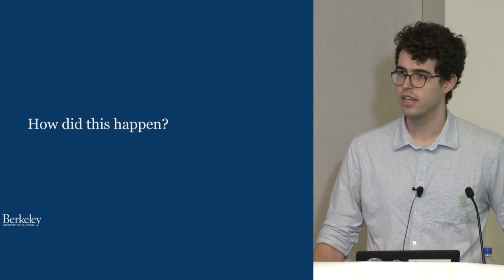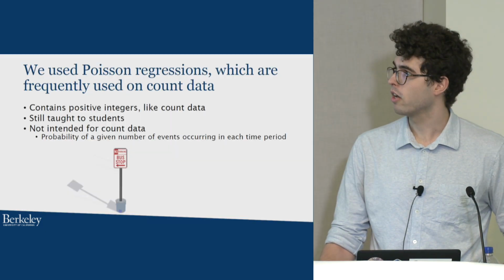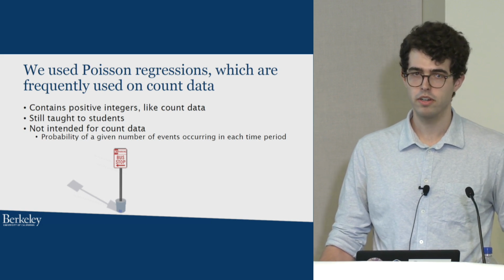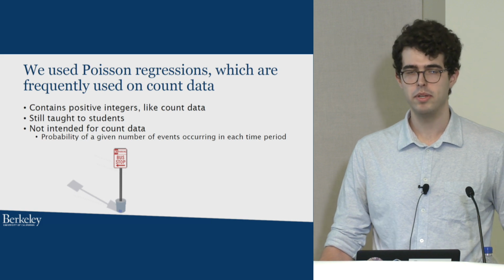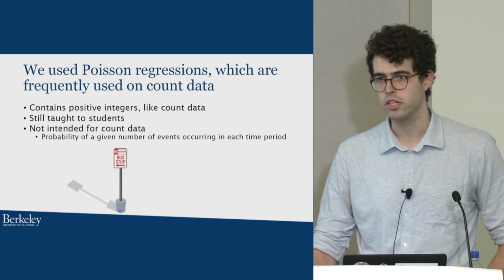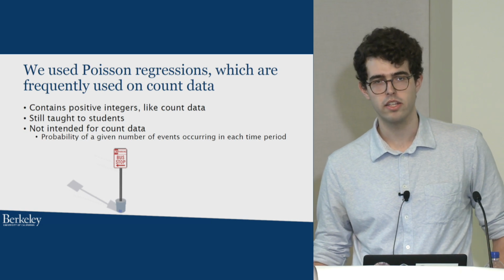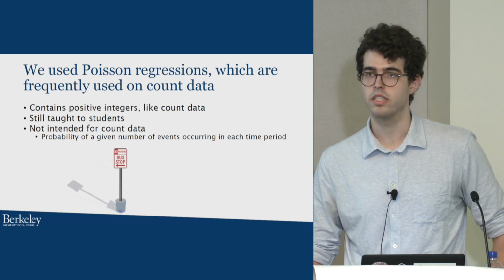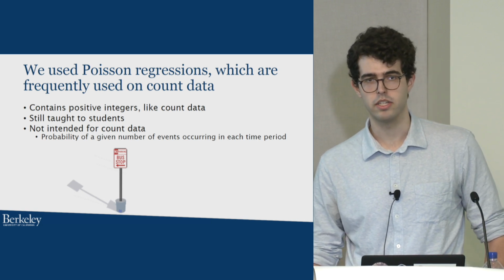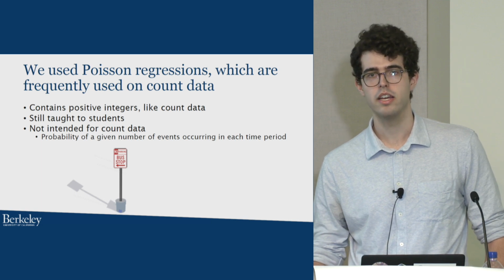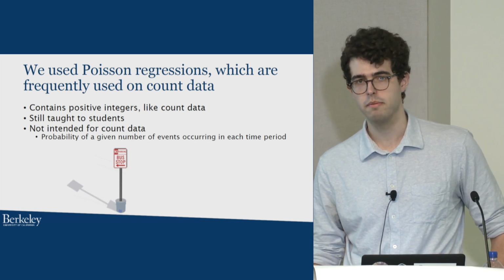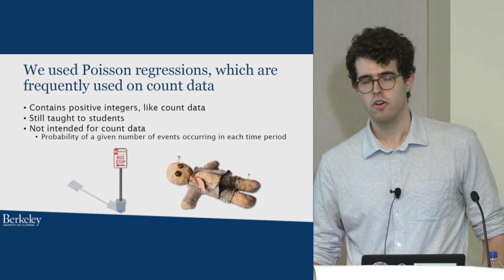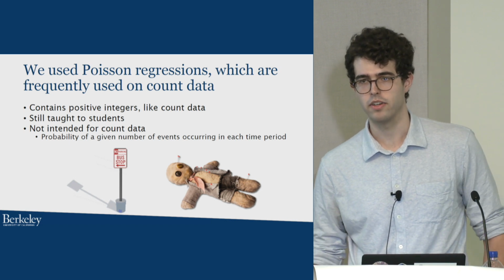So the next question is, how did this happen? The basic culprit, as you might guess from the name of the talk, is our use of Poisson regressions. A Poisson regression is a type of regression commonly used to analyze count data. The reason people use it is because it consists of integers and it's censored below 0, just like count data is. However, it wasn't actually intended or designed to be used on a lot of the count data on which it is used. It's supposed to be used to identify the number of events occurring within set intervals of time, not things like the number of pins stuck in a voodoo doll or a number of other psychology DVs for experiments.